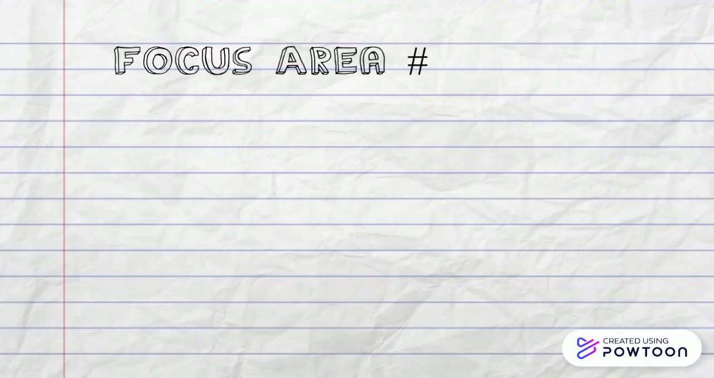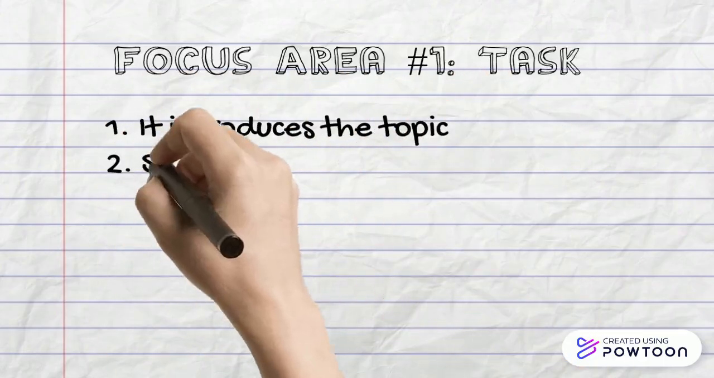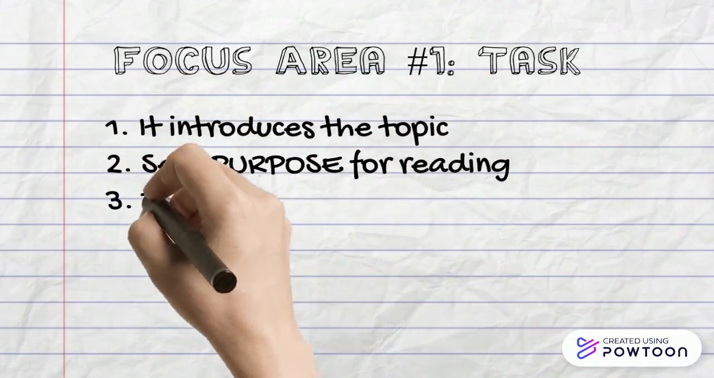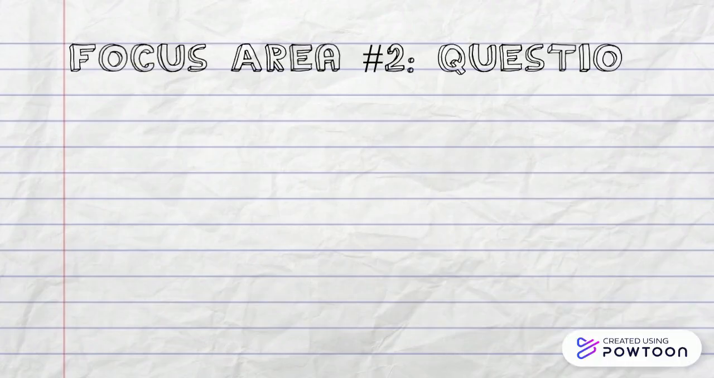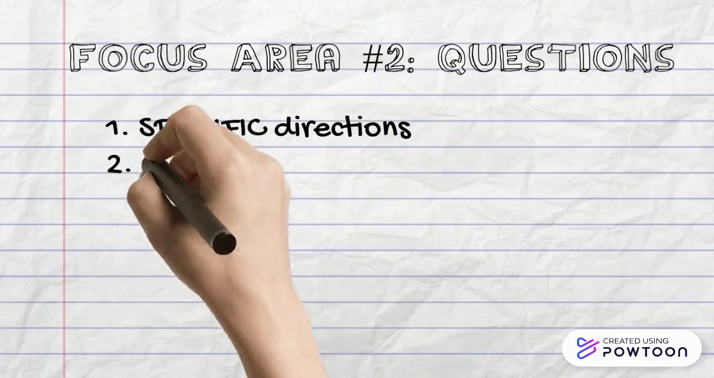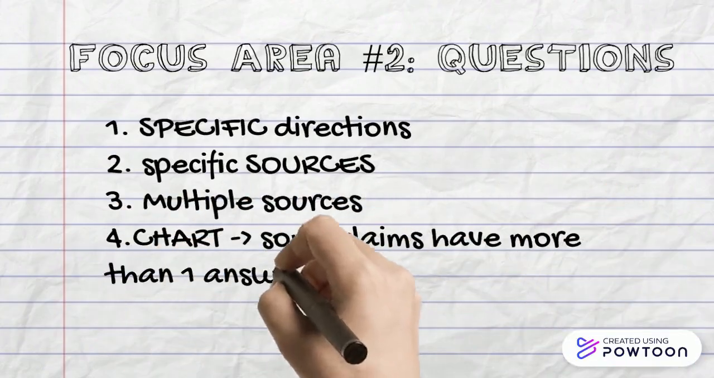The first focus area is the task. It introduces the topic, it sets the purpose for reading, it has test-taking steps, and global notes or scratch paper are needed. Questions are in the second focus area. They will have specific directions, specific sources, multiple sources, and some claims will have more than one answer.